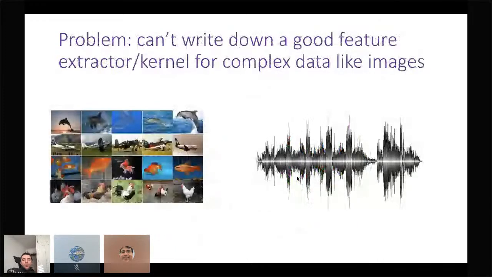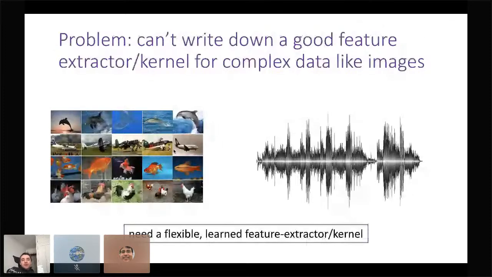That's all good, and it works very well for simple data sets, things that you might see in UCI, for instance. But in this brave new world of machine learning, we now care about very complicated structured data sets, like images on the left or sound on the right. The problem is that you simply can't write down a good feature extractor or kernel for data that complicated. That was essentially the key bottleneck in getting good performance using these methods up to the deep learning revolution in about 2012.